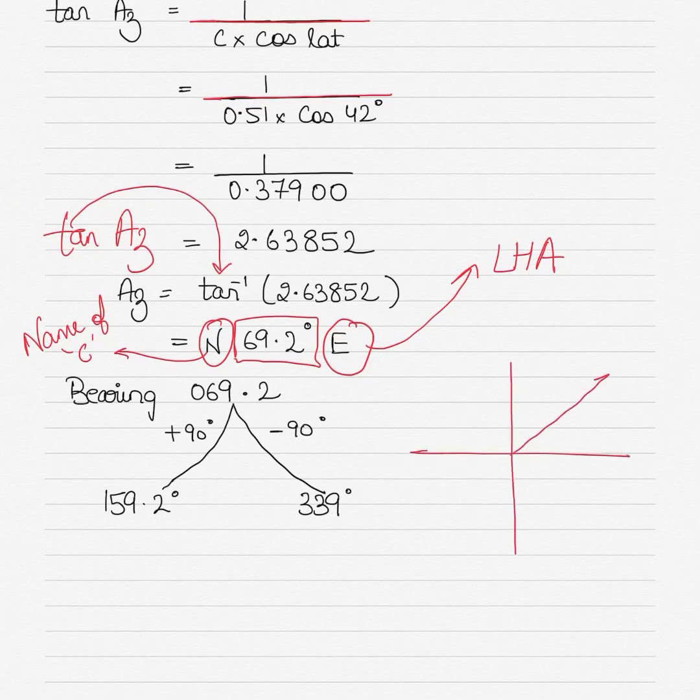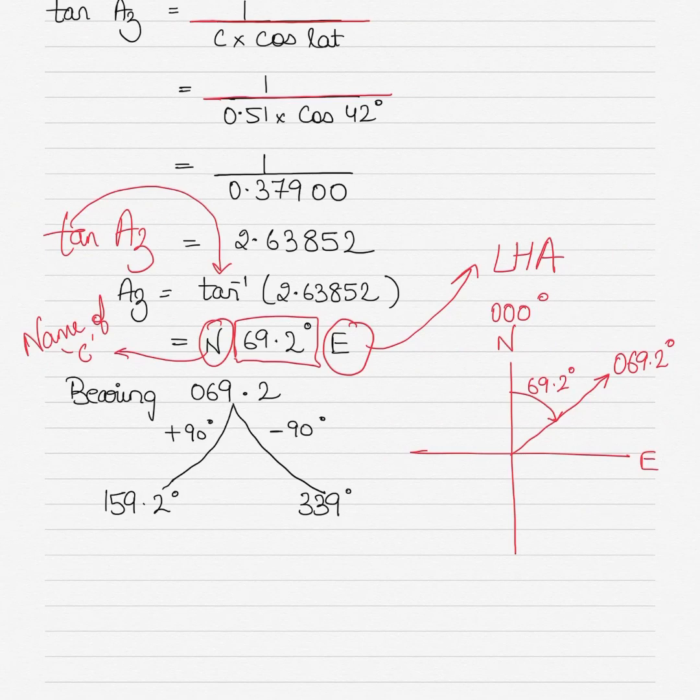What is north 69.2 degrees east? It is the same as this is north, this is east, this is 0, 0, 0. Going from north to east 69.2 degrees is the same as 069.2 degrees. So your bearing is 069.2 degrees.